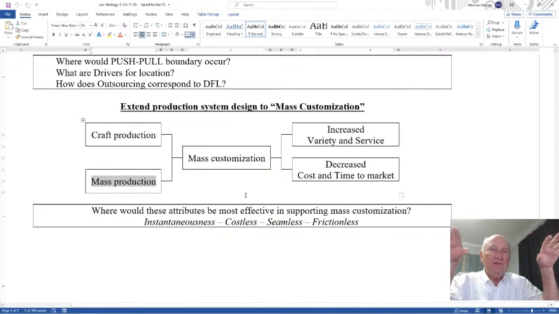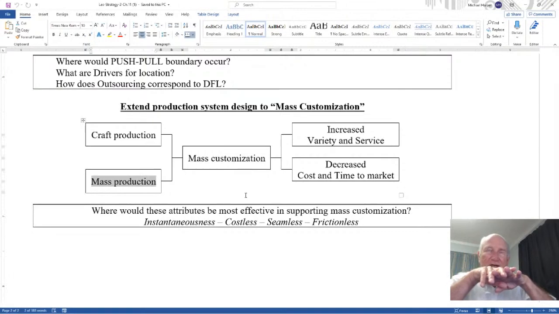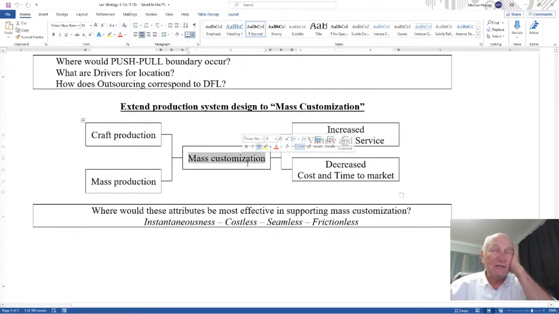But then these two began to be merged because of technology, focused factories, MRP. You have computer-aided manufacturing, computer-aided design, CAD/CAM systems, and today artificial intelligence, robotics, on and on. So the idea is that craft production, with customization and high quality, and mass production, with standardization of the same design, came together, and it's referred to as mass customization.